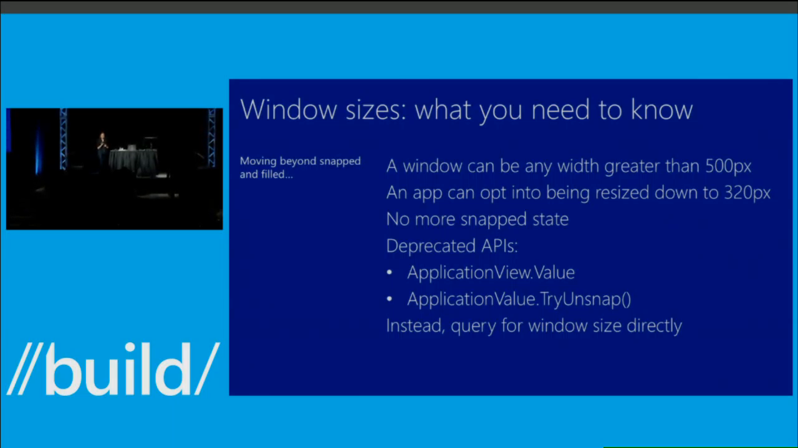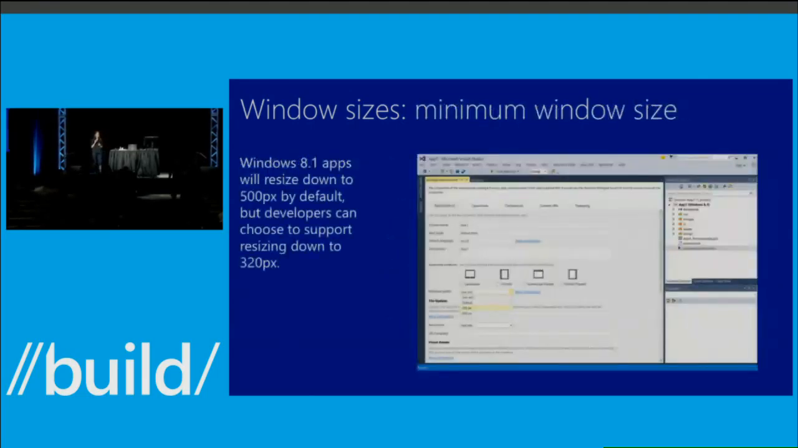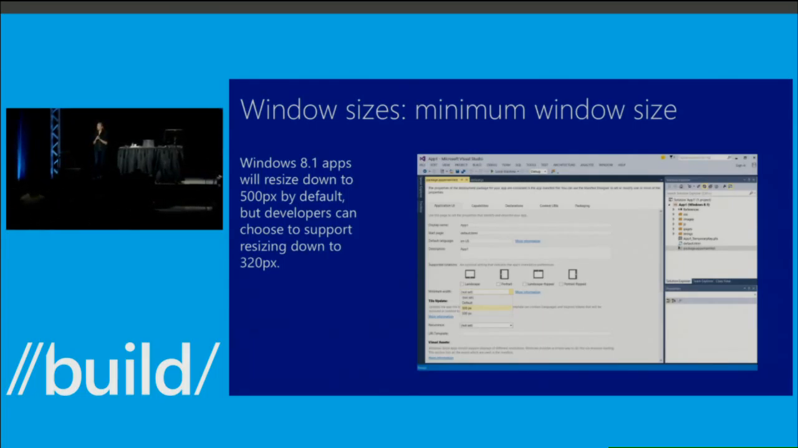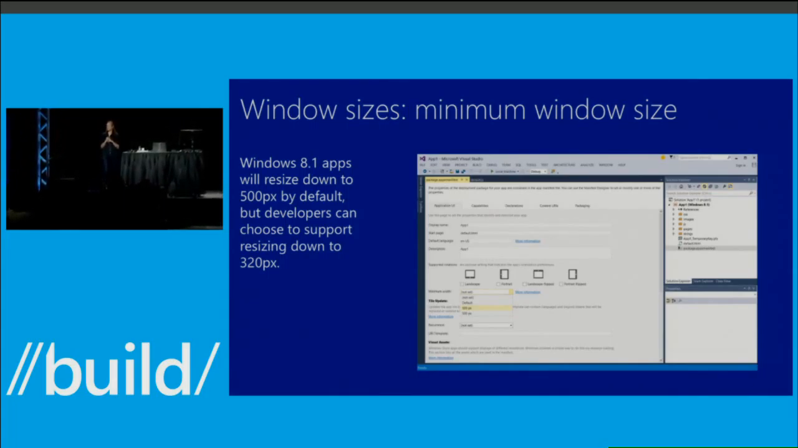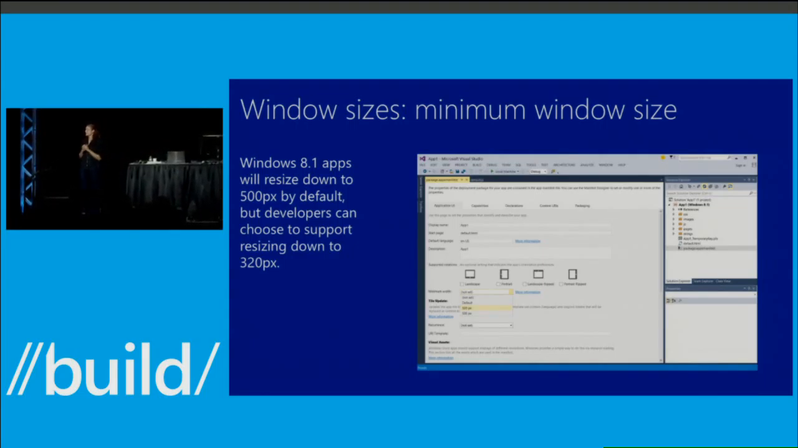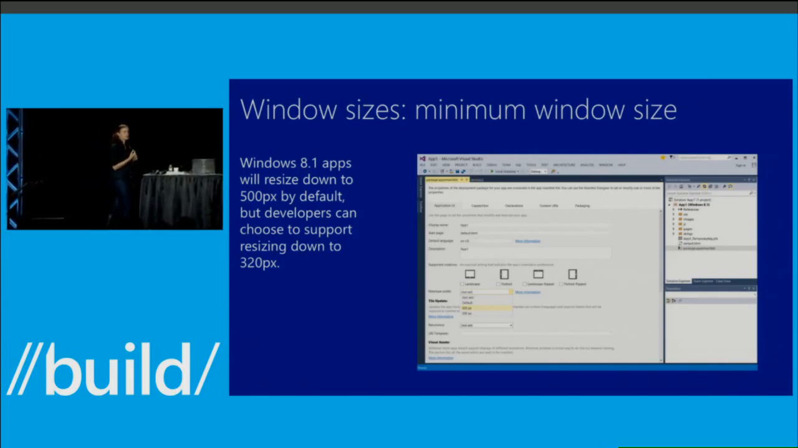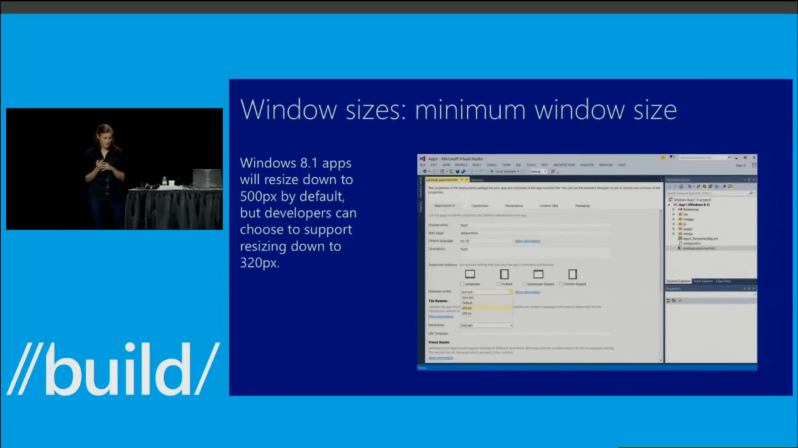500 or 320. And let's take a look at what that looks like in the app manifest. If you decide to support down to 320, you can set in your app manifest the minimum width as 320. And Visual Studio has a great designer for that app manifest, and it's very easy to see what you're choosing there. And by default, as I said, 500 is what it'll be sized down to. Does that answer your question?